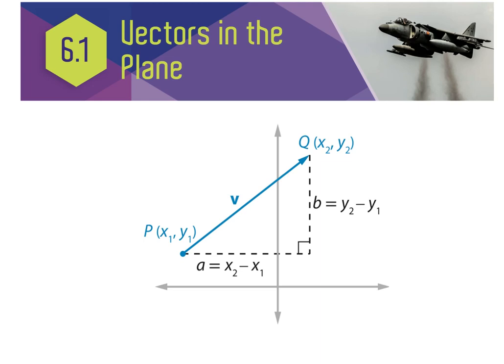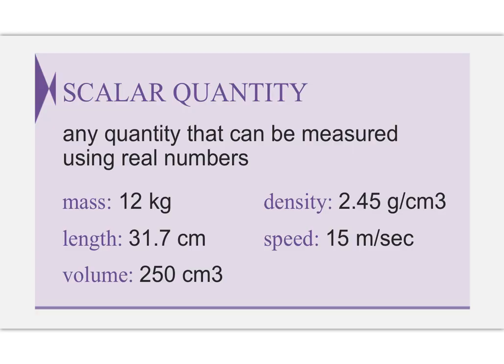Vectors in a plane. Vectors look very much like a ray from geometry, if you remember those. A couple things about vectors. I wanted to separate the thought here. Scalar quantity: a scalar quantity is anything that can be measured using real numbers. They give examples like mass, length, volume, density, speed. These are all scalar quantities.